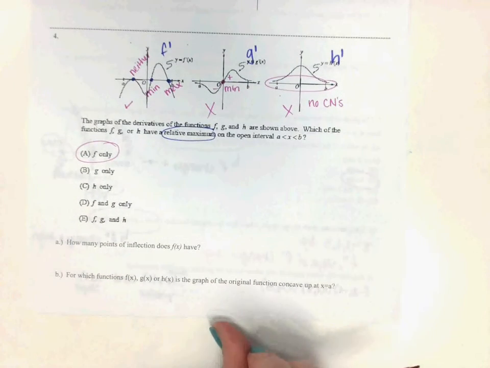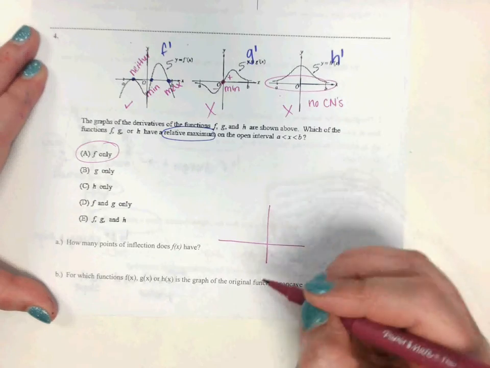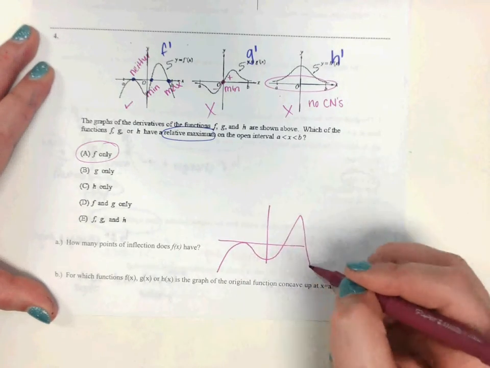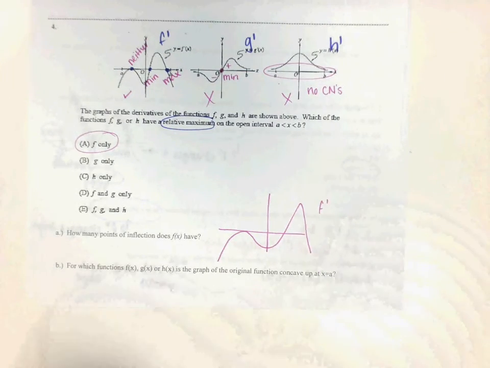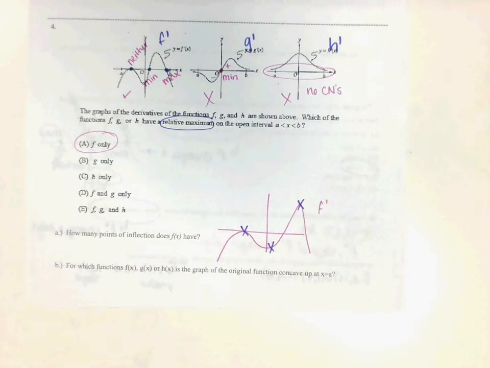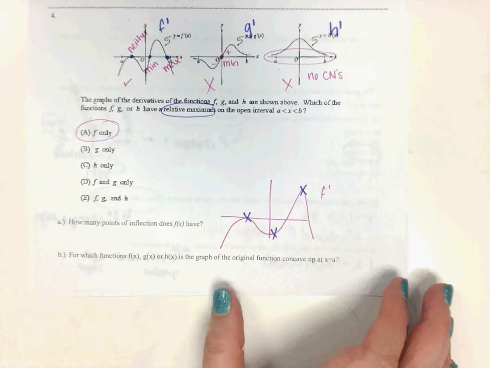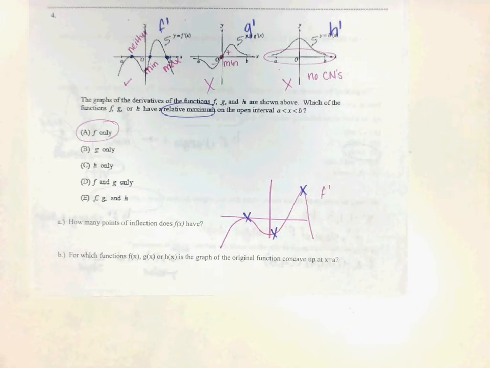Okay, second little question says, how many points of inflection does F have? Okay, I'll do a quick little sketch here of the graph. Where are my points of inflection if this is F prime? At the slope changing sign, which would be where? 1, 2, 3. Yeah? Okay, or some of you will say the points of inflection are the mins and maxes on F prime. That's perfect.